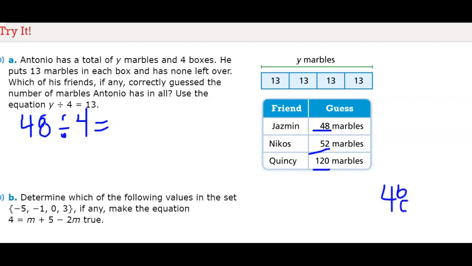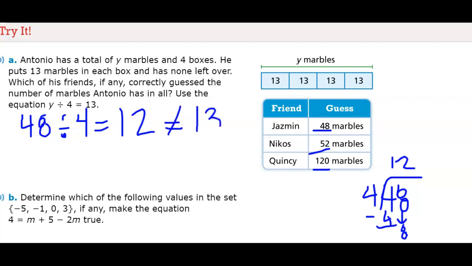divided by 4. 4 goes into 4 one time. That's a 0. Bring down the 8. 4 goes into 8 twice. And then that's going to be evenly. So 48 divided by 4 is 12. Does that equal the 13? It does not. So it does not equal 13. Move on to the next one.